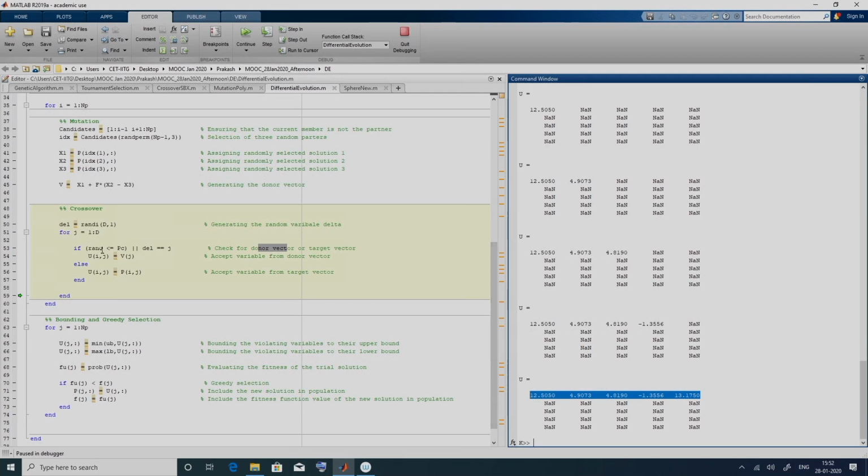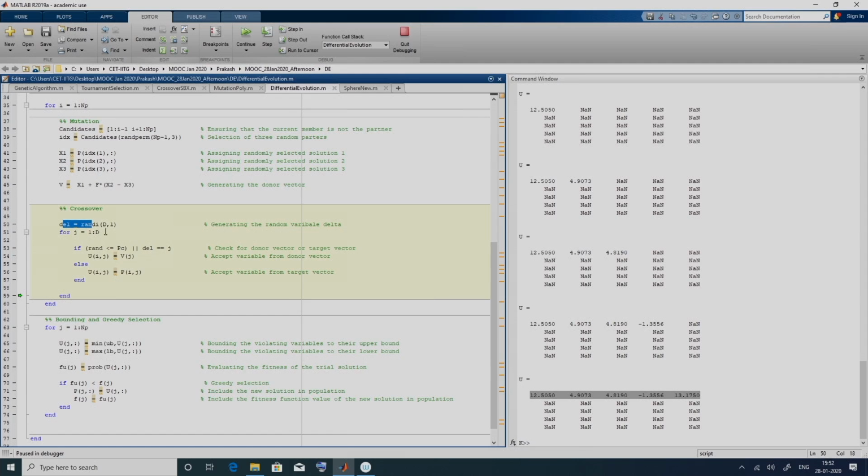Depending upon the random number we generate and the random decision variable that we select over here in line 50, it may happen that some of the values are copied from the target vector also. Remember, we are not going to bound this solution, evaluate the objective function or update the population yet. We need to complete the mutation and crossover for all the solutions, only then will we bound and do greedy selection, right. This end will make sure that we go back to the second member.